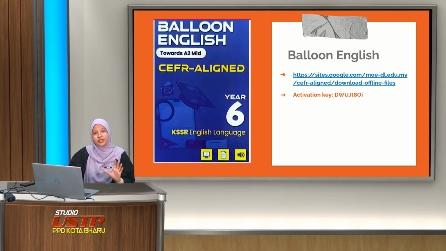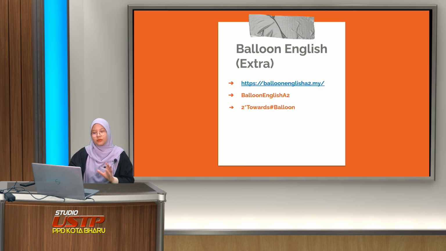There is a bonus for Year 6 material, which is Balloon English A2.my. For the password, it is 2 star towards hashtag balloon. Make sure the password is correct or else you might not be able to access the material. This material is fully online, so teachers, you can share this link with your students, parents and other teachers at the school.